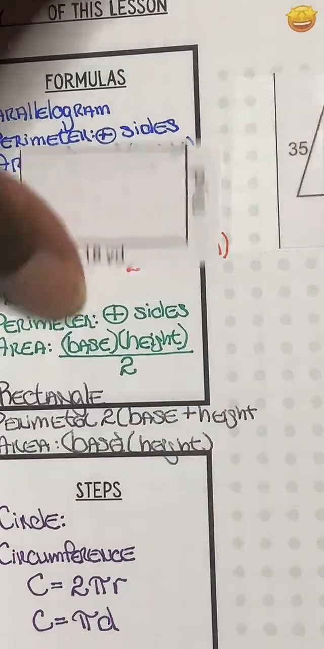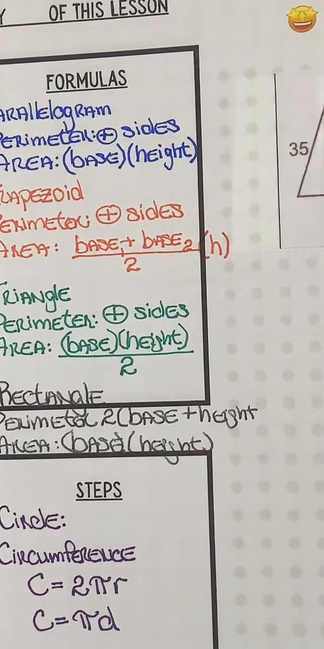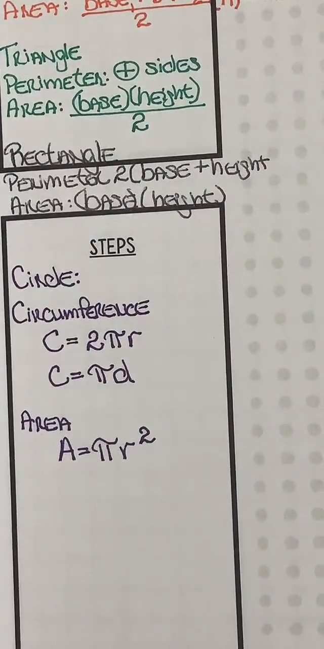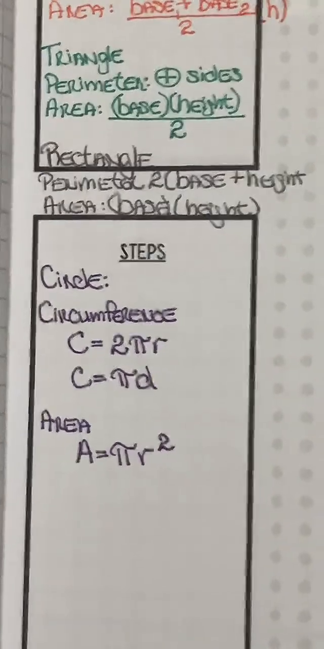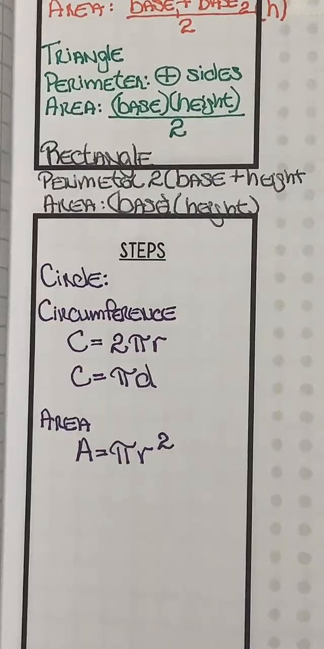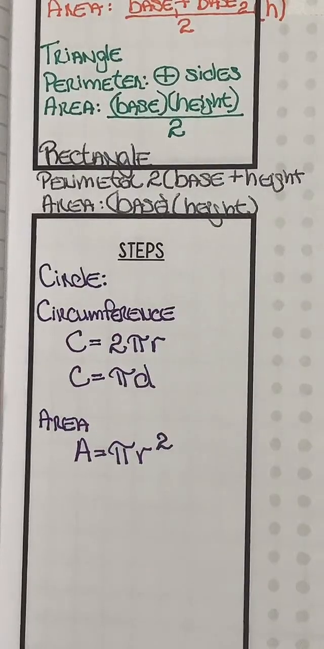And then lastly, we're going to be working on circles. Instead of saying perimeter, we should be saying circumference. Now, circumference can come one of 2 ways, depending on what they give you.